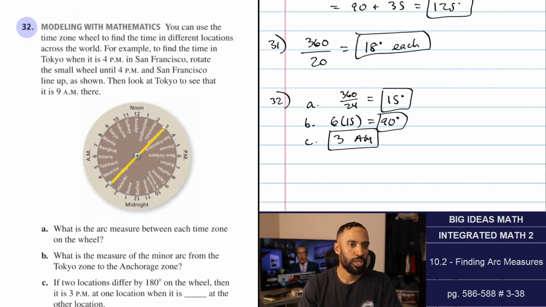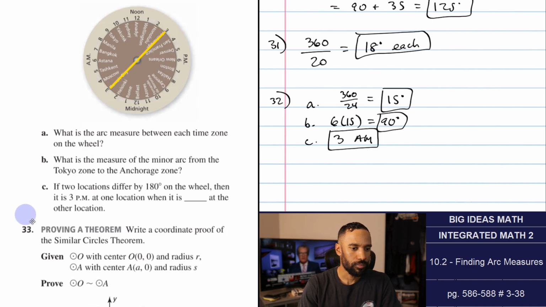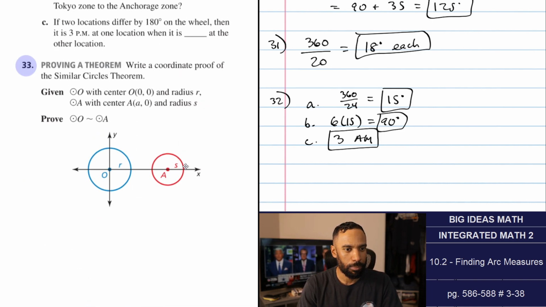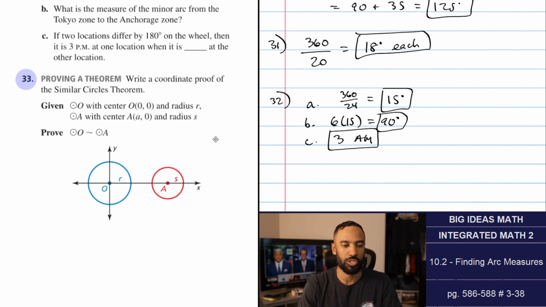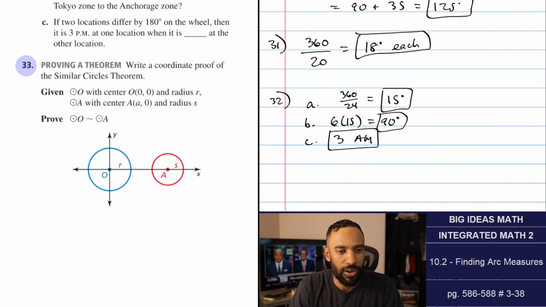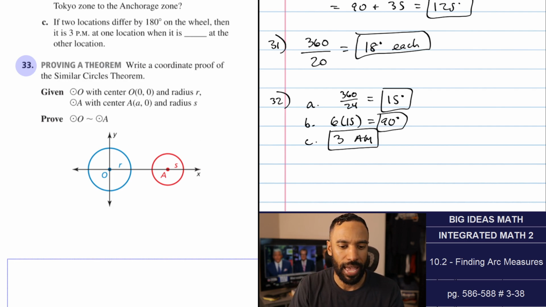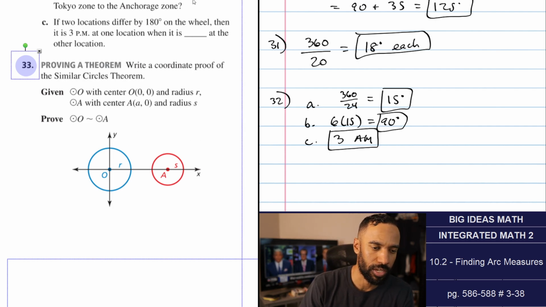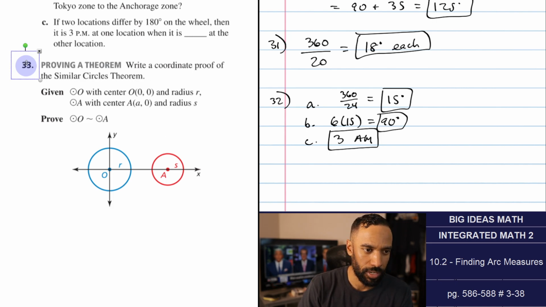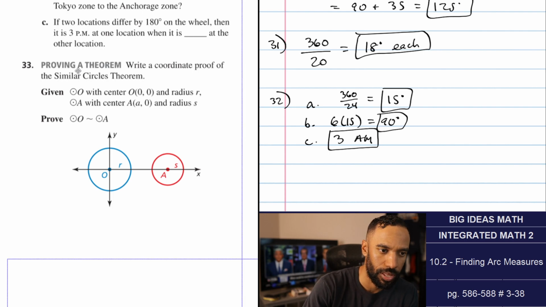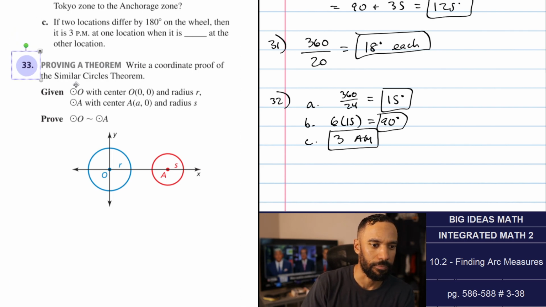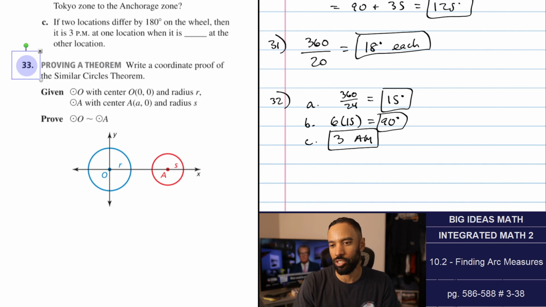All right, number 33. I think it said proving a theorem. Write a coordinate proof of the similar circles theorem. Circle O with center at 0, 0 and radius R. Circle A with center at A, 0 and radius S. Prove that... Let me lock these in place here. Give me one moment. We'll get rid of this. Lock that. Paste that back in. All right. Prove that circle O is similar to circle A.